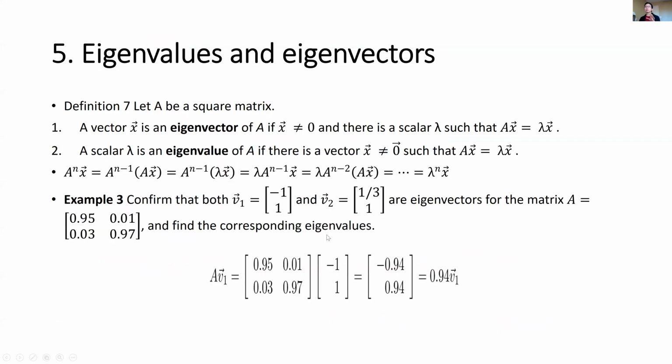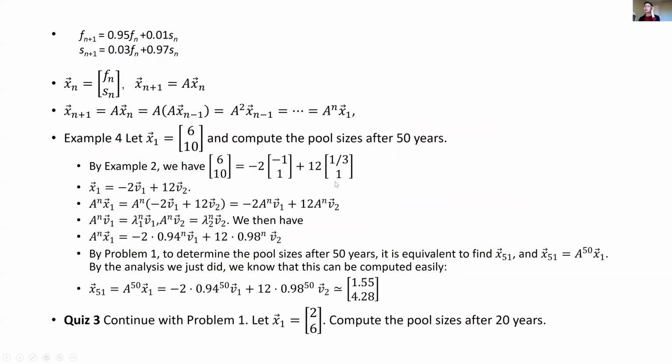These two, we confirm that these two are the eigenvectors in example 3. So therefore, this x1 vector is equal to -2 plus 12 times v2. And this is x1, right? Because we use that to denote the carbon pool in the first year. So we call this x1. All right, so the first year, the carbon pool is equal to that.